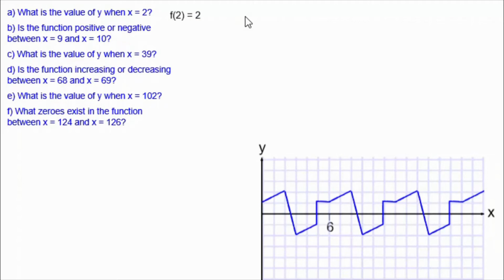And I can answer my question. But I choose to do so using function notation. f of 2 equals 2, which means the y I get when x equals 2 is 2.